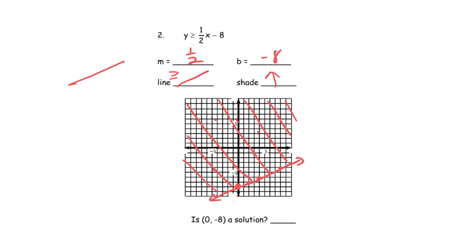So the question is, is (0, negative 8) a solution? And for that, we're going to take a look at that. (0, negative 8) is actually that point. It's the y-intercept. Now, in this case, it's yes, because that point, (0, negative 8), is on the line, and the line is included. So therefore, (0, negative 8) is a solution.